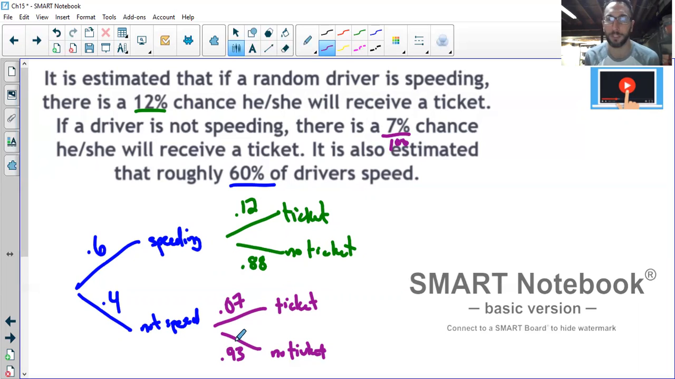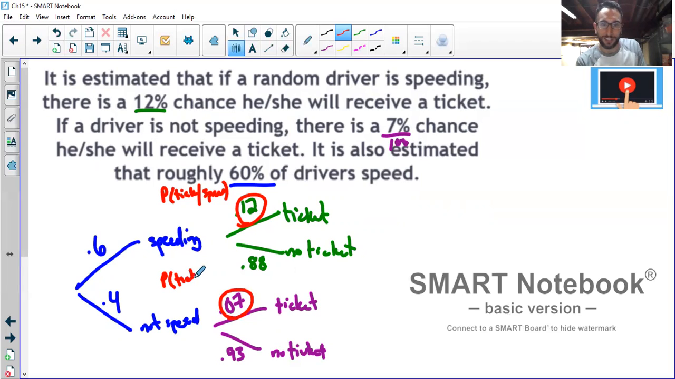Now, one of those red bullets on the previous slide said that the second set of branches are showing us conditional probabilities. So these numbers in green and purple are all conditional probabilities. We already touched on this: this is the probability someone gets a ticket given they were speeding. Down here, this is the probability someone gets a ticket given they were not speeding.